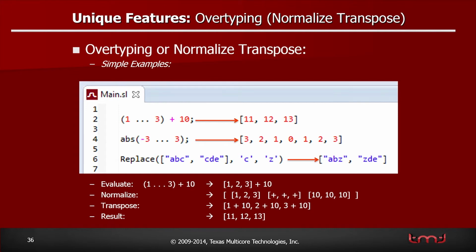Normalized transpose also works on user-defined functions. If you'll recall, we defined the function replace to take a list and two scalars as arguments. Here, we are calling the function with a 2D list as the first argument. This function call will normalize transpose and result in applying replace C with Z on ABC, and then applying replace C with Z on CDE.